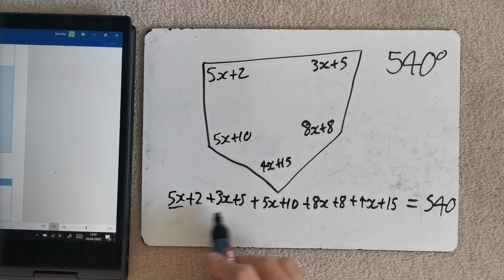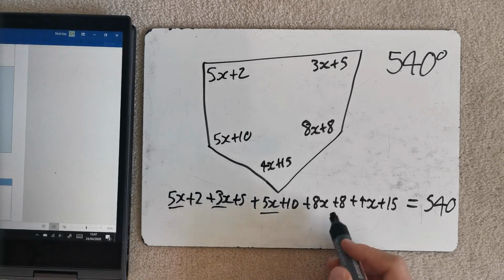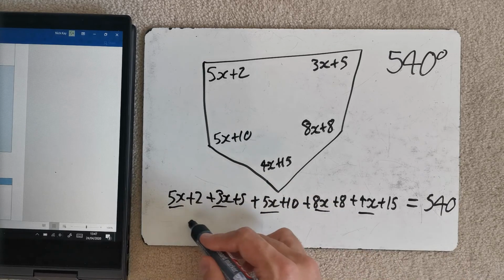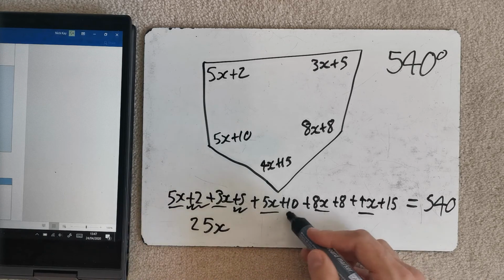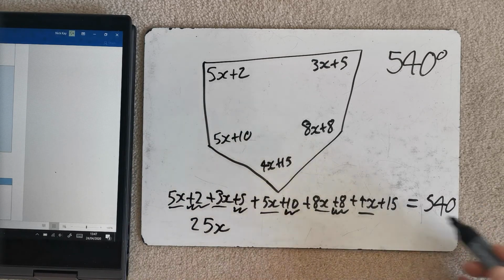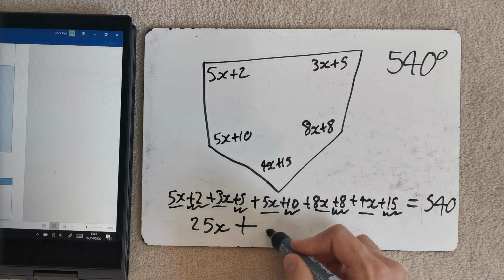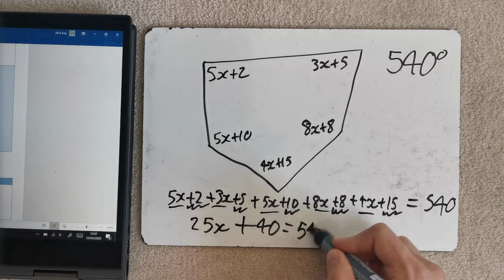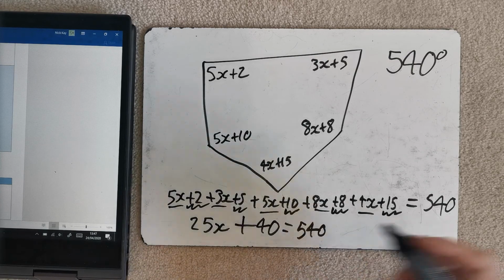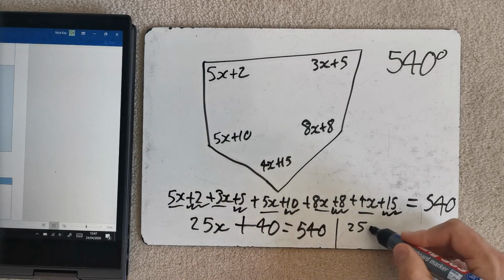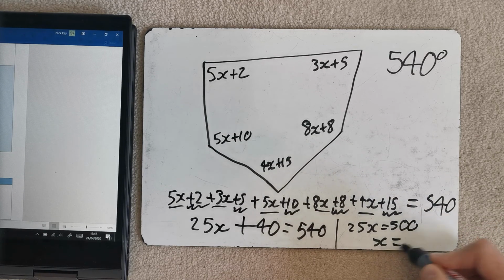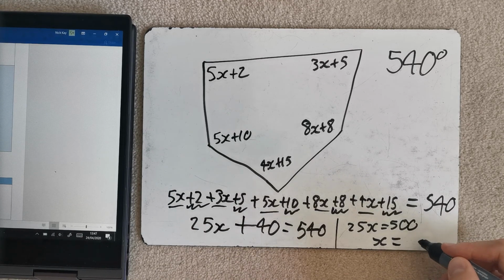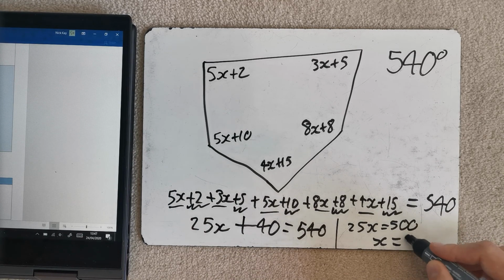How many x's have we got? 5, 8, 13, 21, 25 x's, and the numbers: 2, 7, 17, 25, 40. So 25x plus 40 equals 540 degrees. Okay, take away that 40, we're going to get 25x equals 500, divide by 25, and you're going to get x equals, what was it? 20. Is it 20? Yeah, 20. So 20 degrees is x.